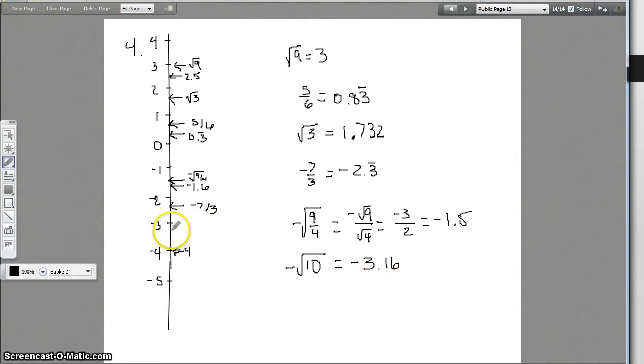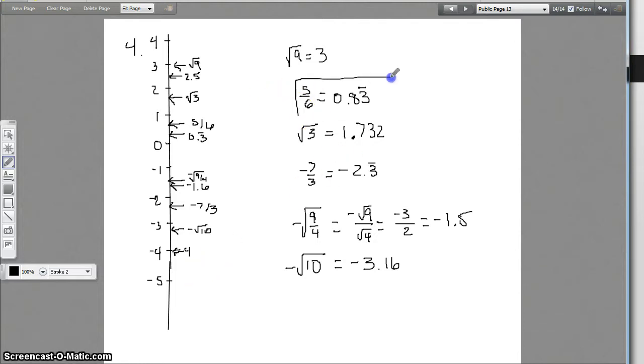So negative 3.16, that's going to be not quite 1/5 of the way between negative 3 and negative 4, so I'm going to put that about here, and that is negative square root 10. So this is what it's looking for on your number line. Some of the values you're given, you're going to need to punch into a calculator to see what they are.